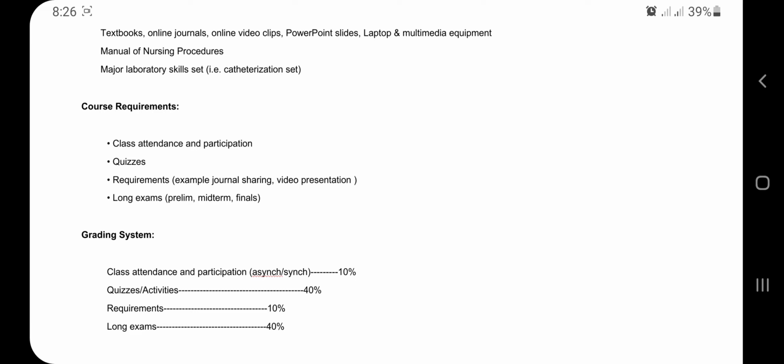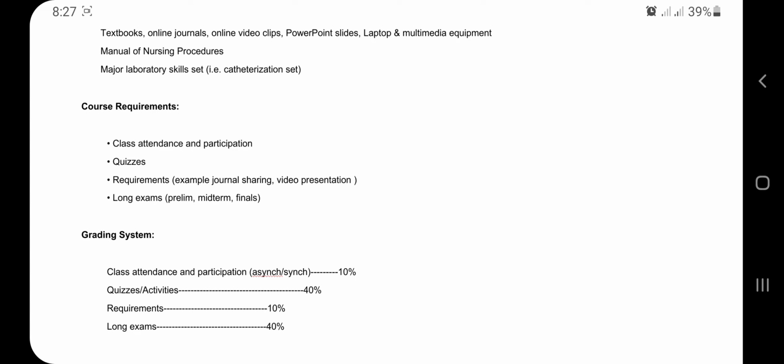And we also have requirements. For example, we can have journal sharing, video presentation or reporting. Those are the activities we can do. And for long exams, of course, we have prelim, midterm, and final.